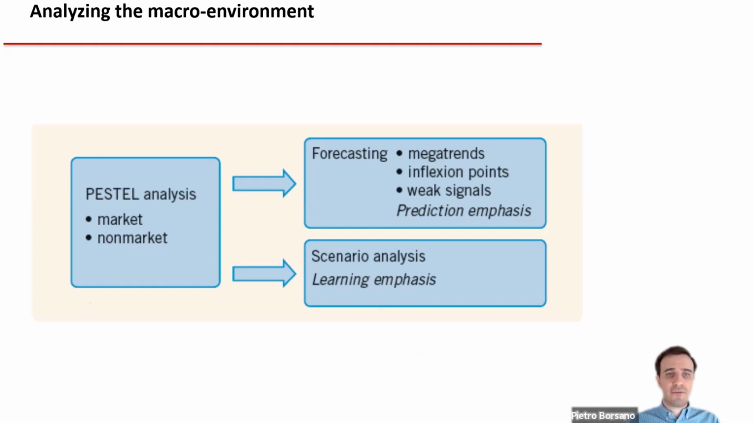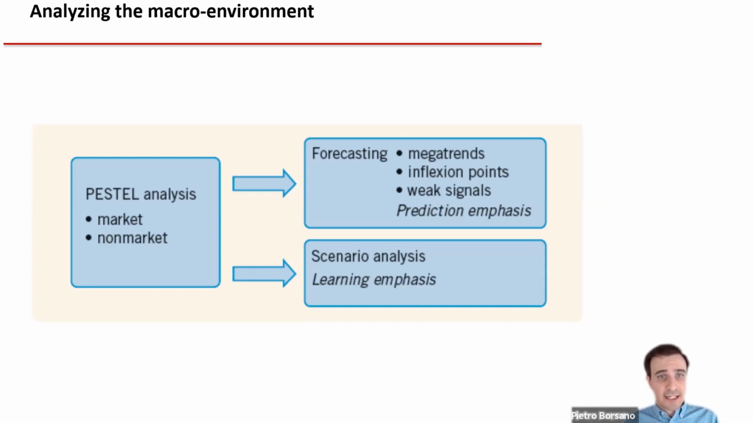And this can be done from a double perspective. So from the market perspective, which essentially means from our suppliers, from our competitors, from our customers, and so on. So primarily here we will be talking about economic interaction.